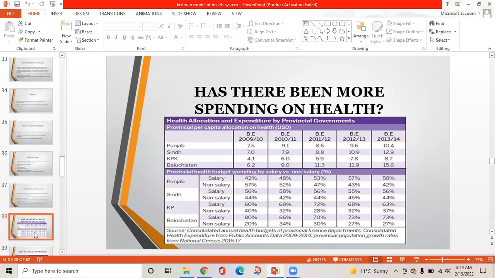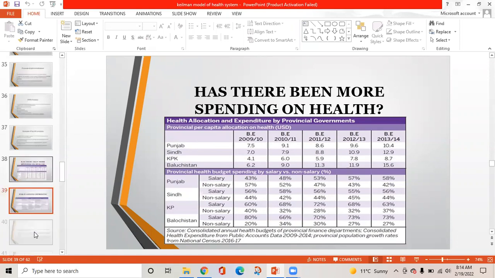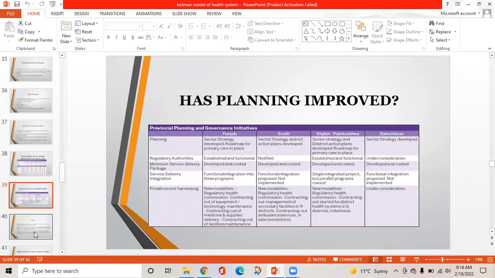Now, this picture shows whether there has been more spending on health. This shows the budget for the health system in Punjab, in KPK, Balochistan, and it also shows provincial health budget spending by salary versus non-salary. Now, this shows whether planning has improved. It shows the planning in Punjab, in KPK, Balochistan, regulatory authorities, minimum service delivery package, service delivery integration, and private sector hardening.